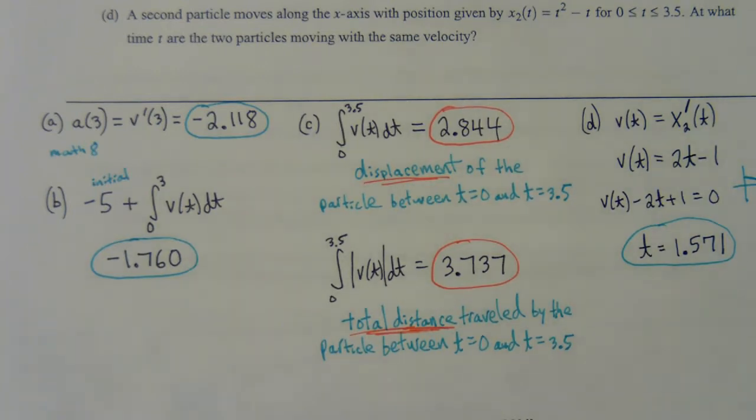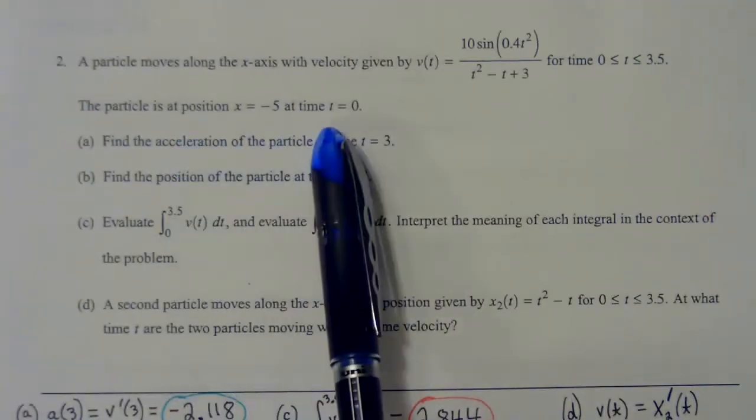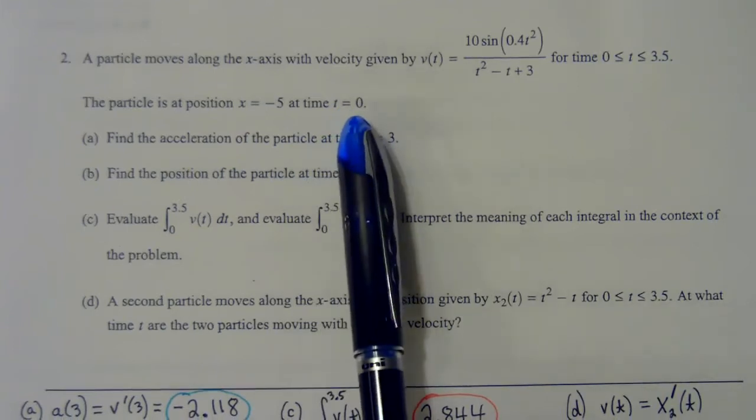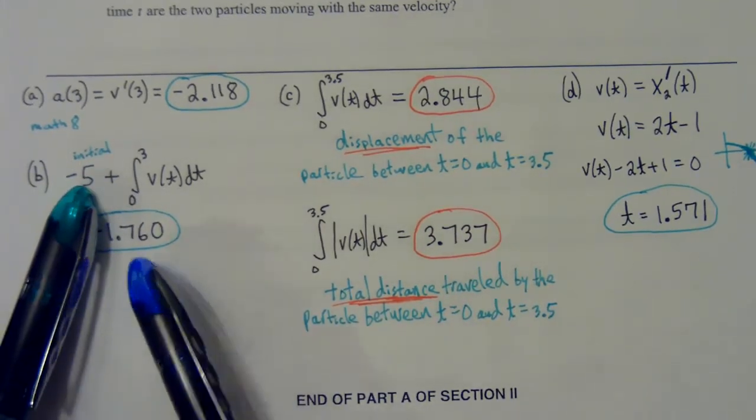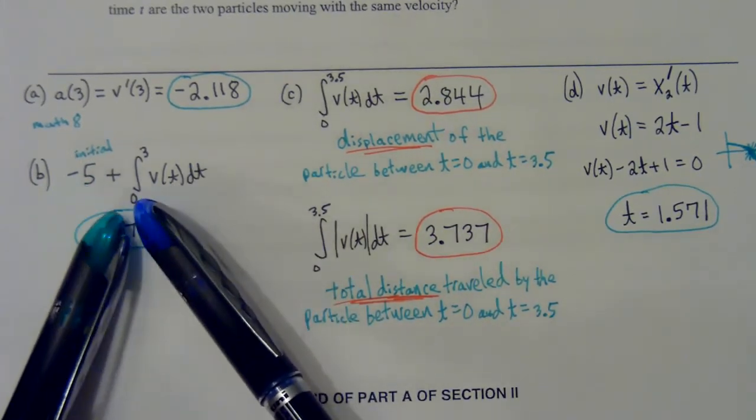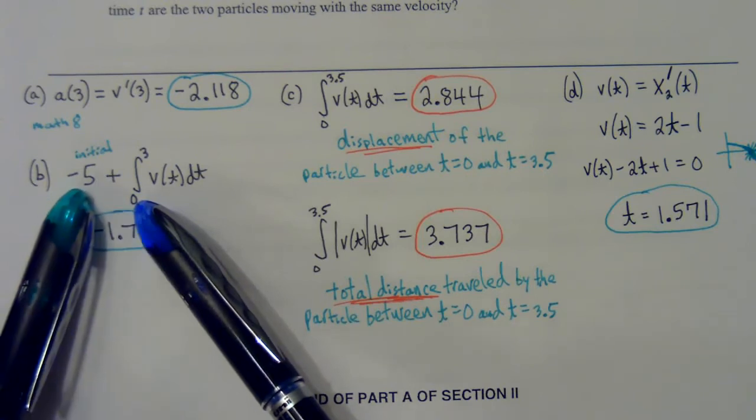Remember, when you find a position, you always have to take into account the initial position. So at t equals 0, we're at x equals -5 right there. So that's why I start with my initial position. That's where we're at at t equals 0. So you pick it up where you left off. This matches where that t equals 0.